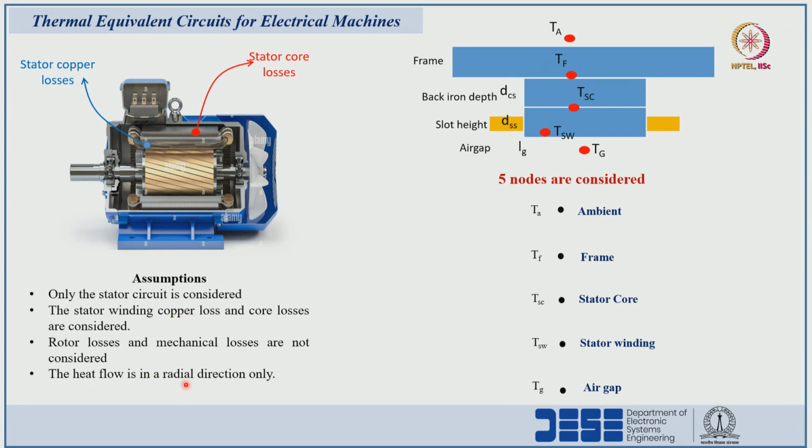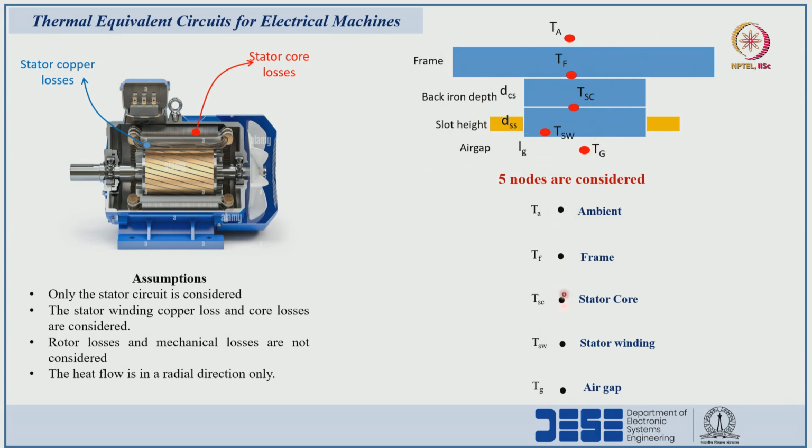I am assuming radial direction of heat flow, and 5 thermal nodes I am considering to develop the thermal equivalent circuit. The nodes are air gap, stator winding, stator core, frame, and ambient. These are the 5 thermal nodes, and because of the symmetry, half of the circuit I am showing here, the top side of the stator circuit.